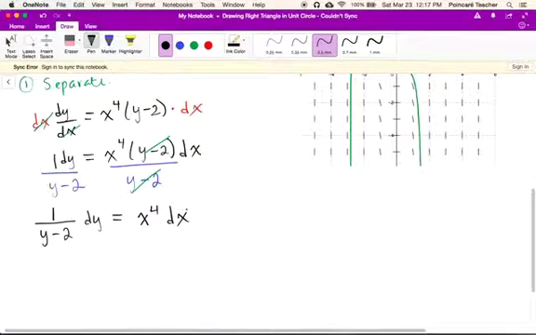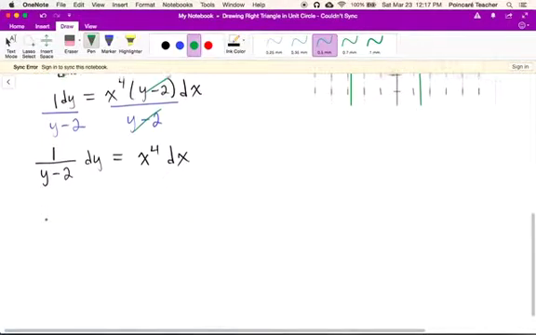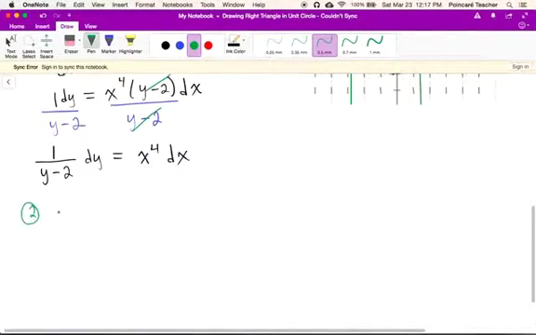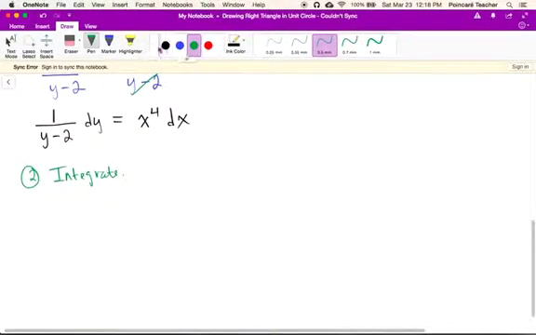I know I did the separation correctly because on the right side I just have terms with x in it, and then on the left side I have terms with just y. So the second step is to integrate. Okay, so I'm going to rewrite this. 1 over y minus 2 dy equals x to the fourth dx.